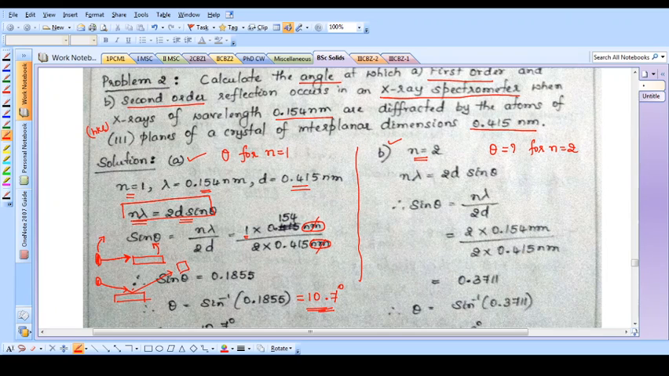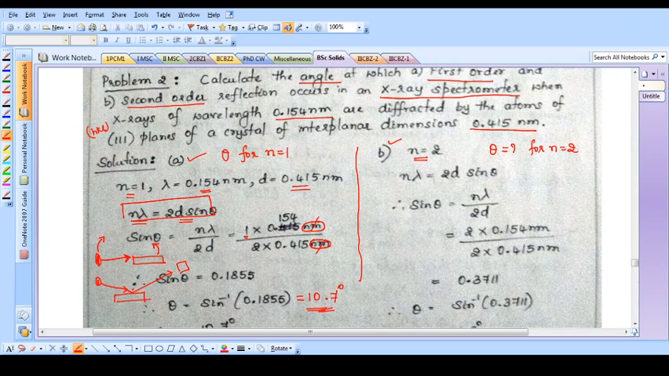Why are we observing a bright spot? Because at this angle, that is 10.7 degree, the equation n lambda is equal to 2d sin theta is satisfied. That is the reason why you observe a bright spot. So the first diffraction spot is observed at 10.7 degree, therefore it corresponds to a first order reflection.